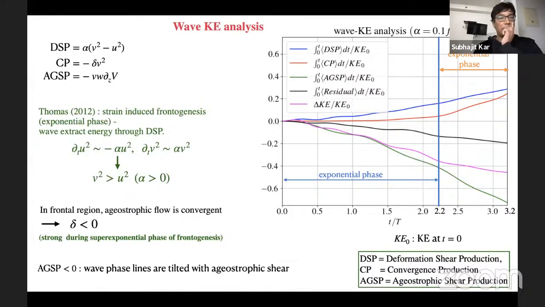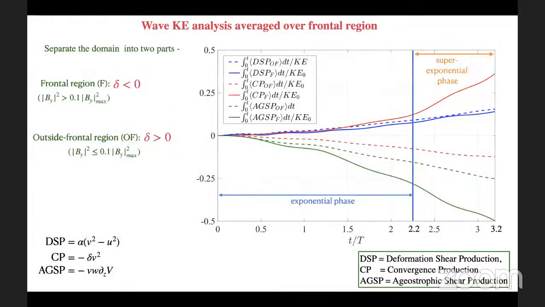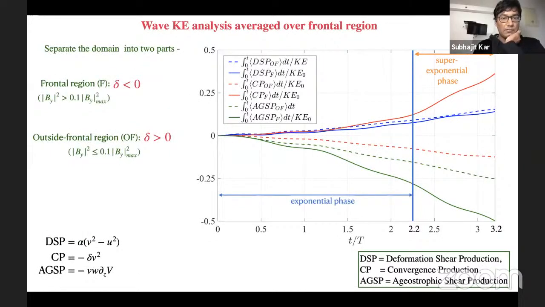Okay, so now what we try to understand is that we divided the domain into two parts. One is the frontal regions. The region is defined based on the buoyancy gradients. If the buoyancy gradient is in the maximum 10%, we call it frontal region, and if it's less than that, then it is outside the frontal region. Based on that, we are plotting the energy exchange term here.